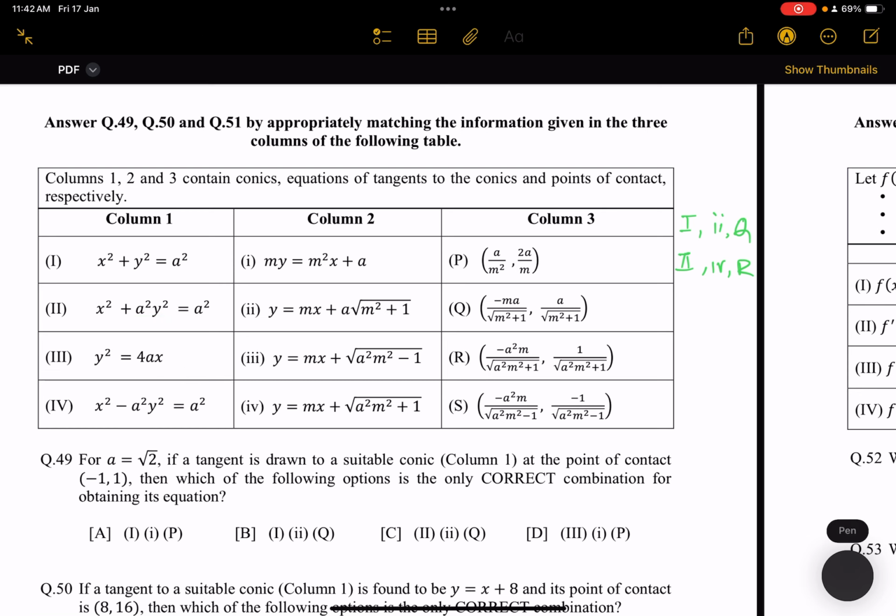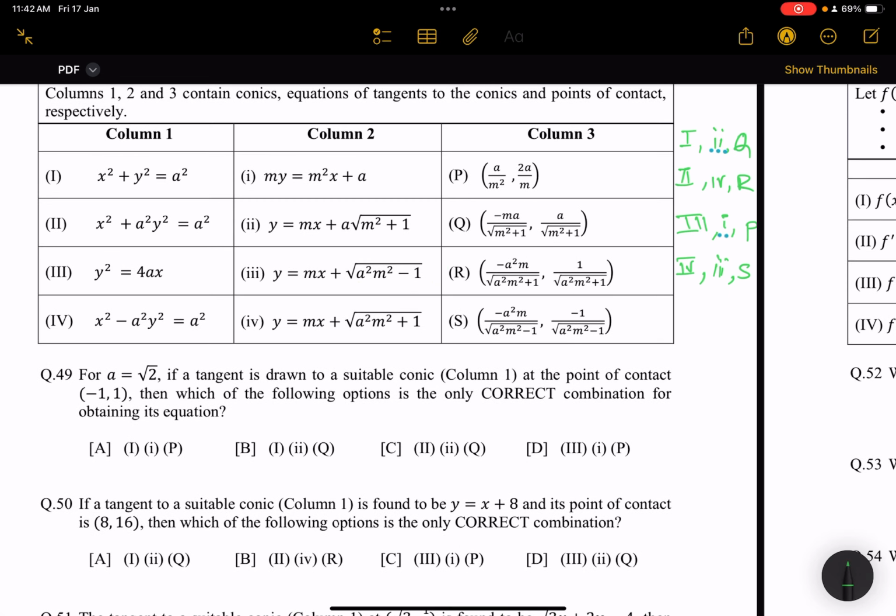And next conic is parabola, and this is the equation of tangent of parabola. So 3 maps to 1 maps to P. Next comes your hyperbola. 4 is mapped to this 3, and the same expression you have here. So S. So this is the match between these 3 columns.